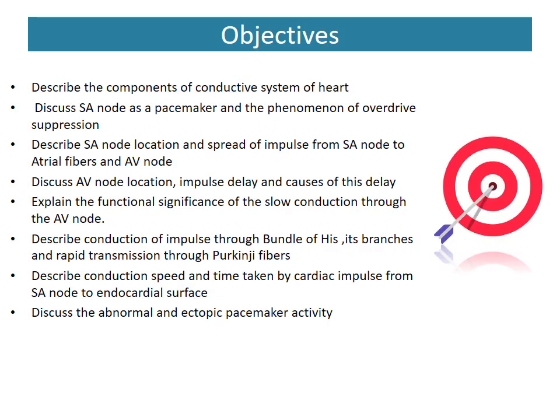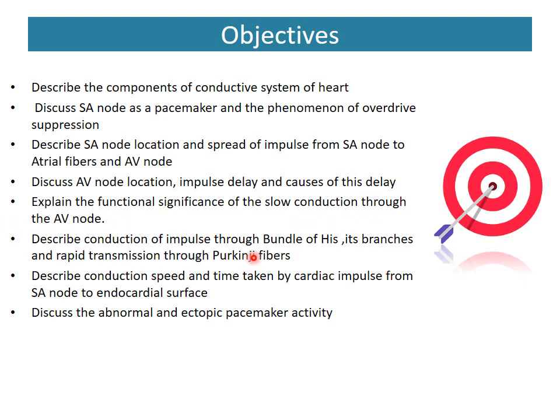These are the lecture objectives. At the end of the lecture, you would be able to describe the components of the conductive system of the heart, discuss the SA node as a pacemaker and the phenomenon of overdrive suppression, describe the SA node location and spread of impulse from the SA node to atrial fibers and then the AV node. Discuss the AV node location, the delay in the impulse at the AV node and the causes of this delay. Explain the functional significance of the slow conduction through this AV node.